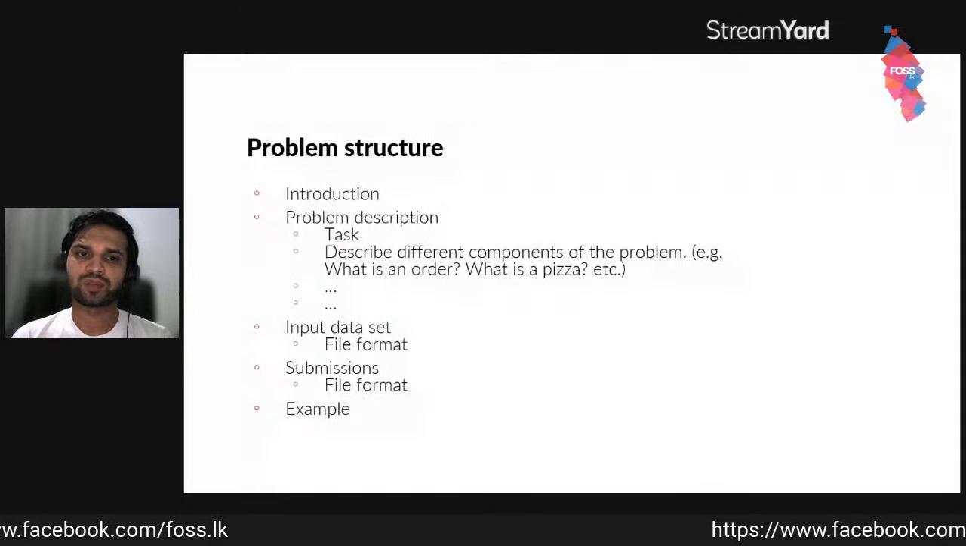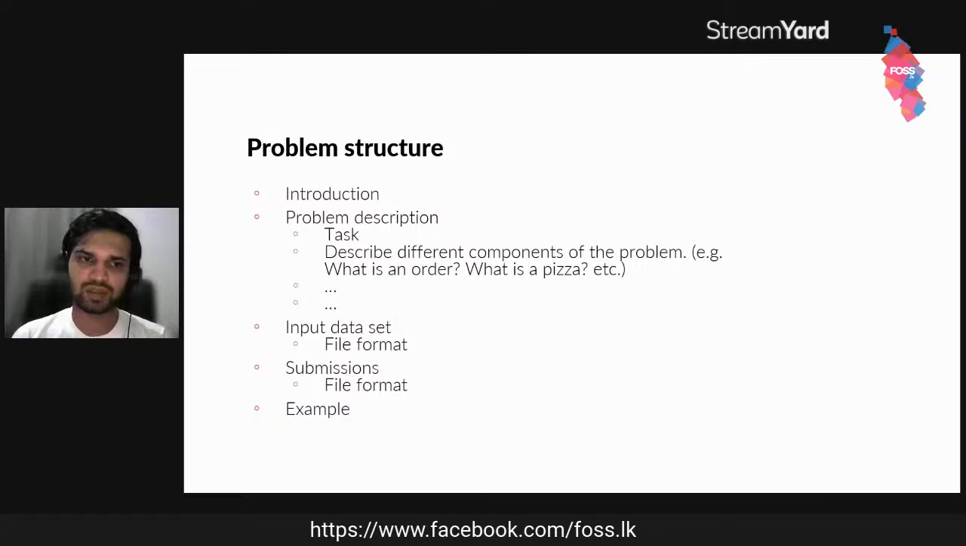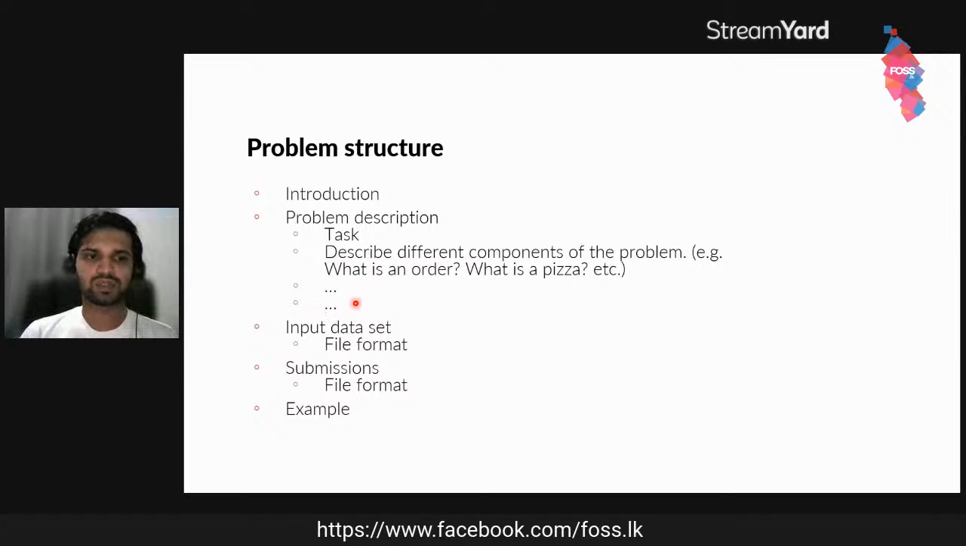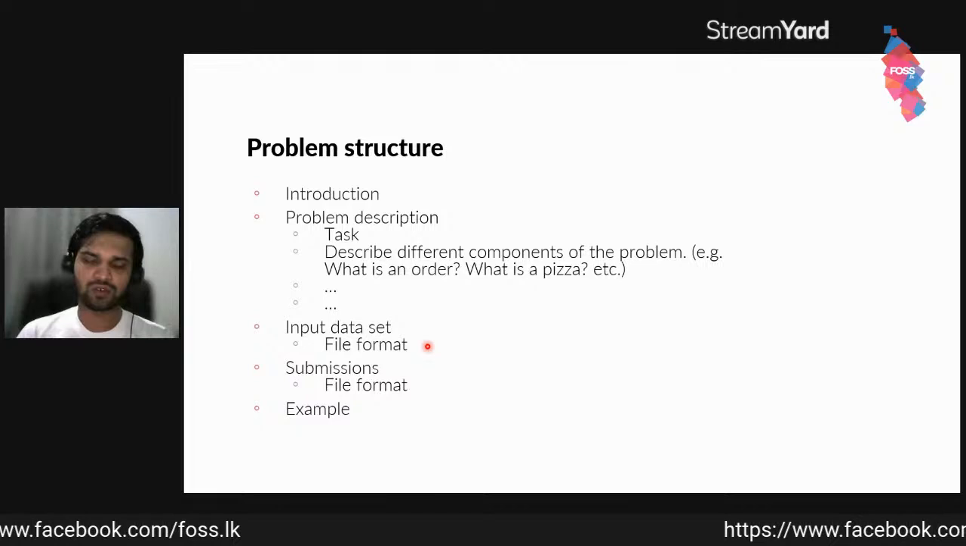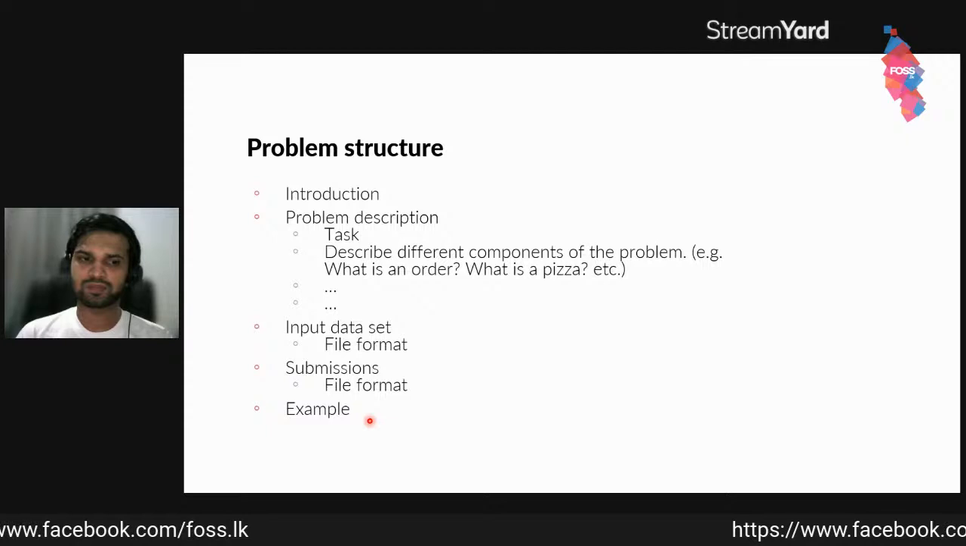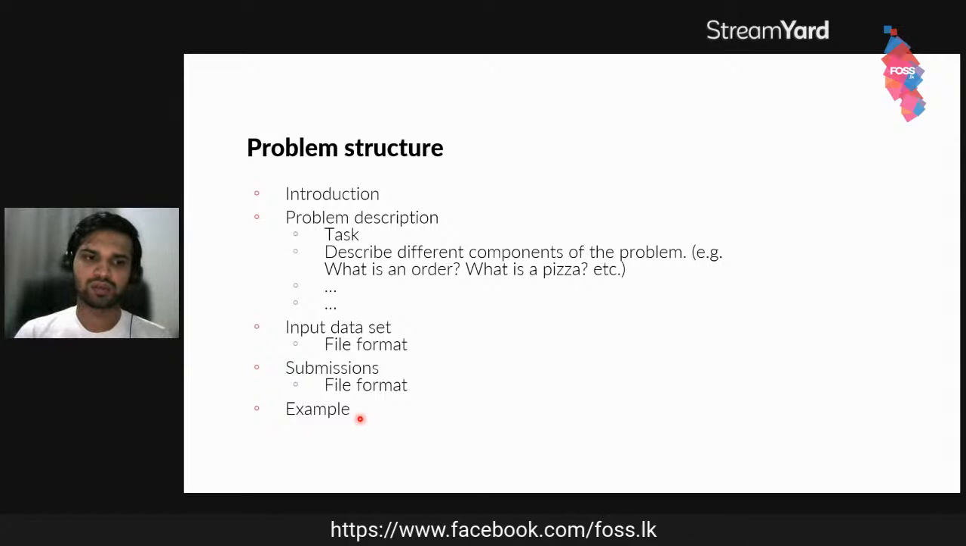If it is a problem related to pizza or something like that, they define what is a pizza and what is an order. They are in this part. Then you will get the input data set and the file format used in the data set, and how to submit the solutions and the file format of the solution file. And then you will have a very small example, and they will show the file formats and the submission file formats, etc.